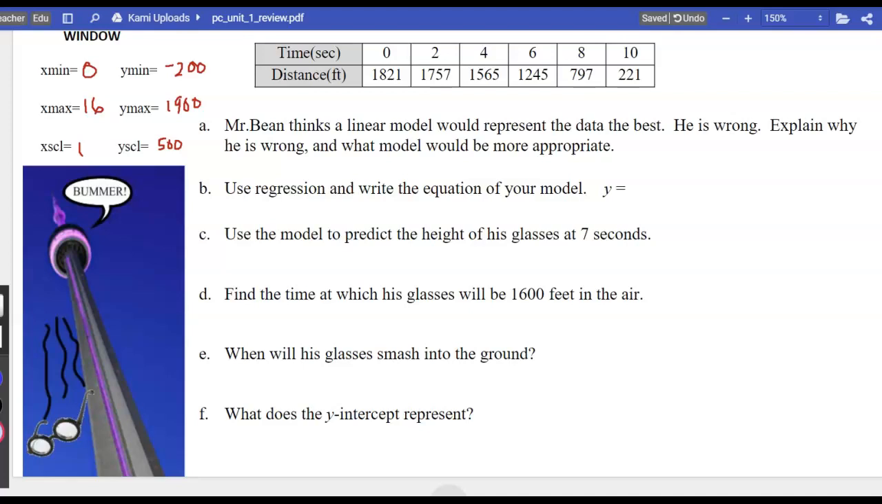It says, Mr. Bean thinks the linear model would represent the data the best. He's wrong. Explain why he's wrong. And we could say because the data look curved, like a curve, parabola.